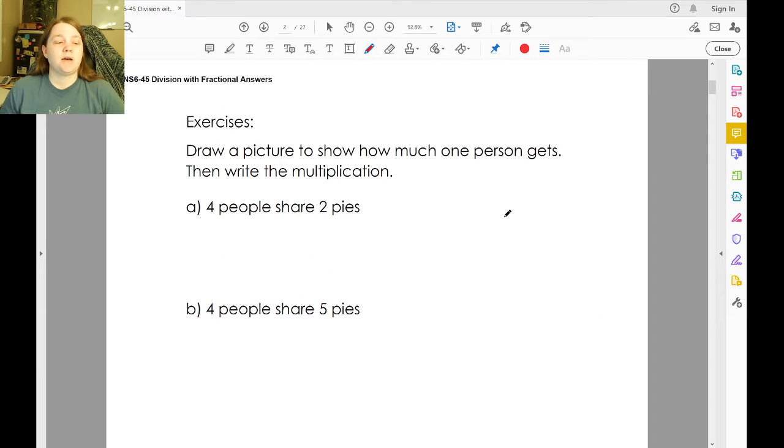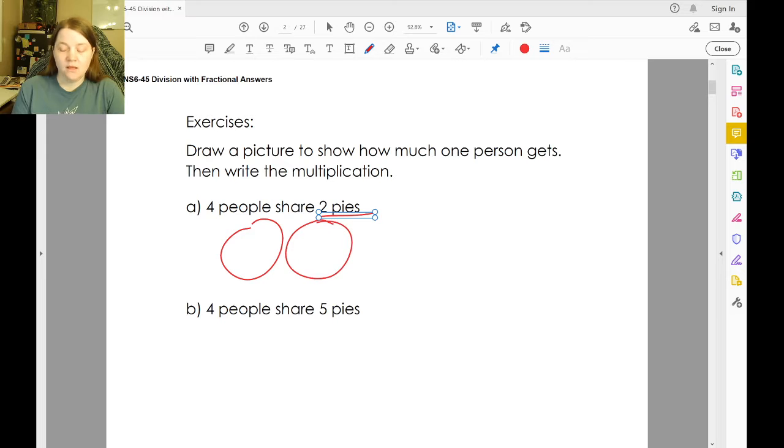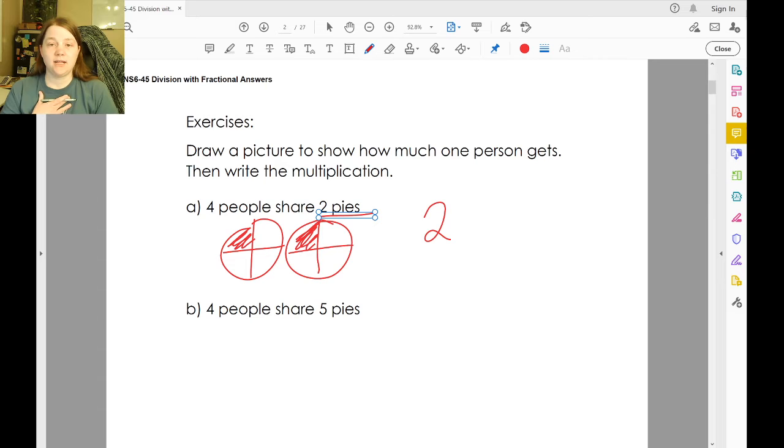Let's talk about what happens when 4 people share 2 pies. This means I'm going to have 2 pies. 4 people are going to split these pies. So I'm going to split it into 4ths again. This means that there are 2 pies, and I, because this is all about me, am getting 1/4 of each. 2 times a 4th.